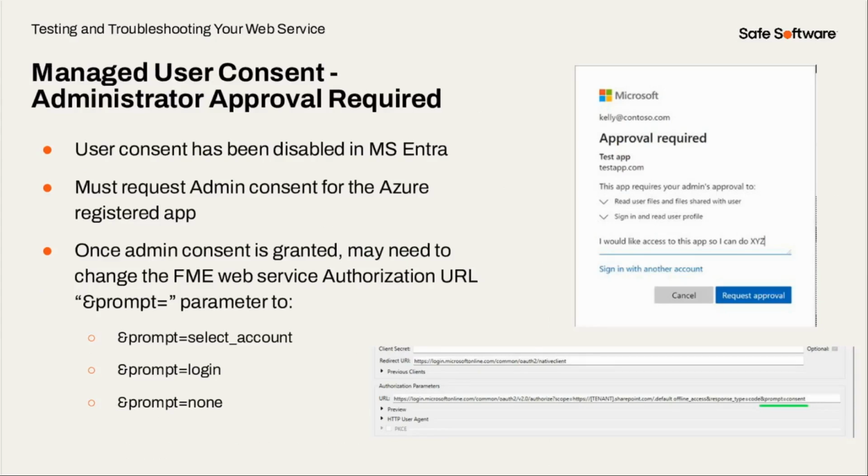Another common one here is managed user consent. This is the scenario where your IT admins have actually disabled the ability for users to grant consent to registered applications. In this case, you actually have to reach out to your IT admin to get them to grant admin consent for you. And once admin consent has been granted, you might have to adjust a very specific portion of your web service definition. You can see it in the image shown bottom on screen with the prompt parameter. If it's set to consent, you may have to change it to something like select account or login to get away from being prompted to consent to the app.